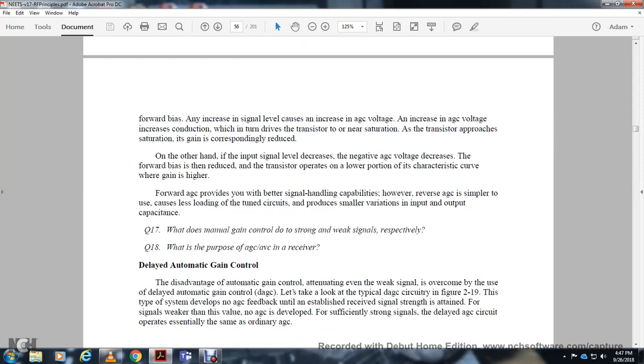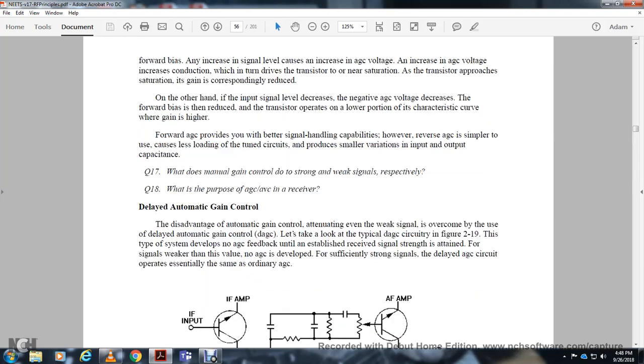Delayed automatic gain control. The disadvantage of the automatic gain control is that it acts even with a weak signal. To overcome this, you use delayed automatic gain control. Let's look at the typical delayed automatic gain control circuitry in figure 219. In this type of system, no automatic gain control feedback is developed until the received signal reaches a certain level. Once the signal is strong enough, the delayed automatic gain control circuitry operates essentially the same as ordinary automatic gain control.